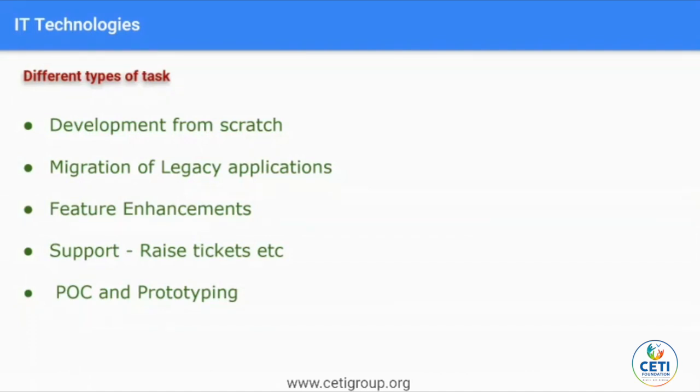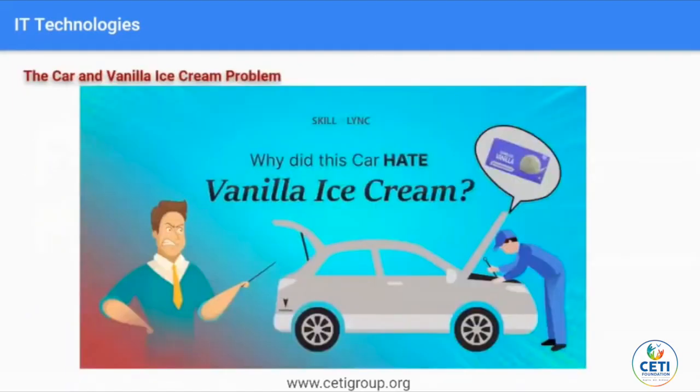Sometimes you get a problem that irritates you: what kind of crazy problem is this? I've seen this happening, especially with fresh engineers. They say, the client is saying this problem, but it sounds weird. For that, I want to take you to the next slide, a very famous story about vanilla ice cream in the car. Once a car was sold, and the customer complained about a very weird issue: whenever I buy vanilla ice cream and stop my car, then come back and start it, it doesn't start. But if I buy some other flavor, my car starts.